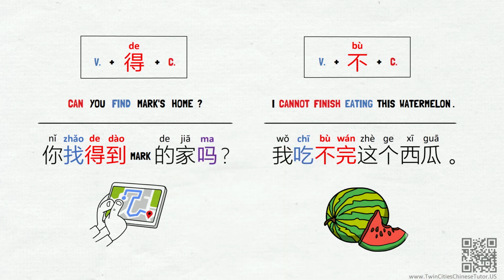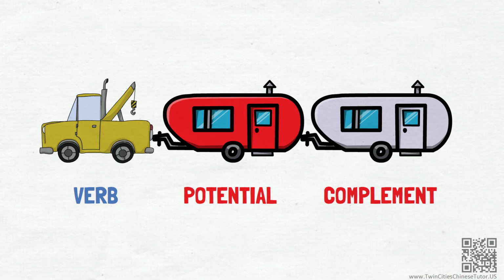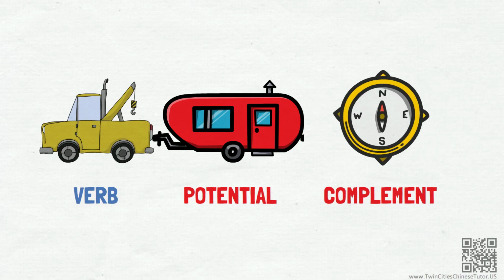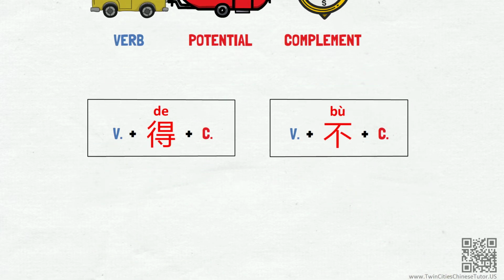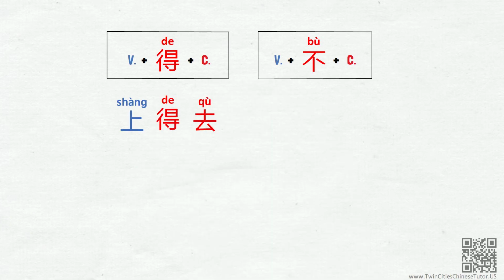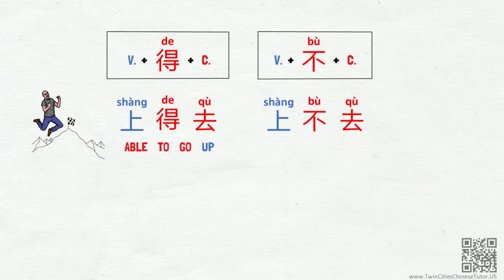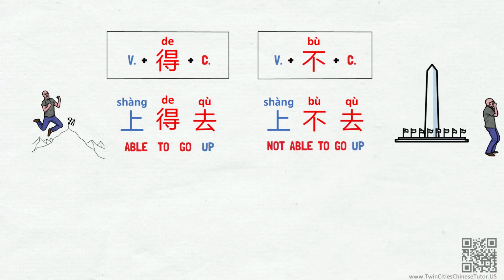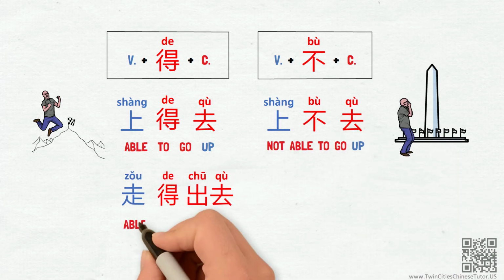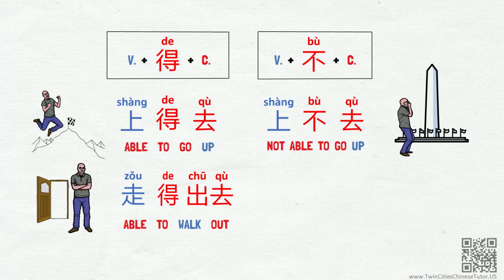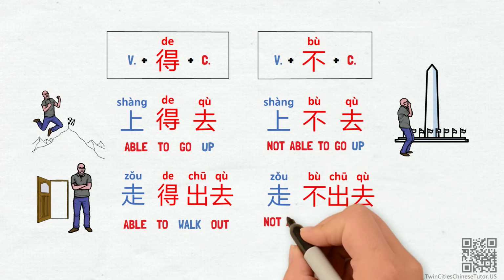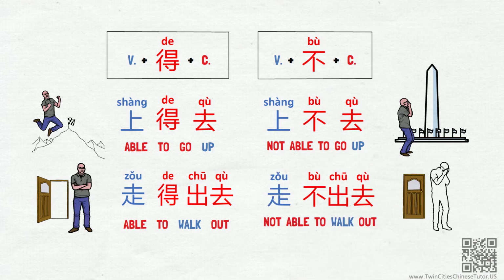Besides resultative complements, we've also learned about the directional complements in my previous videos. The potential complements also work well with directional complements. For example, 上得去 means able to go up. 上不去 means not able to go up. 走得出去 means able to walk out. 走不出去 means not able to walk out.